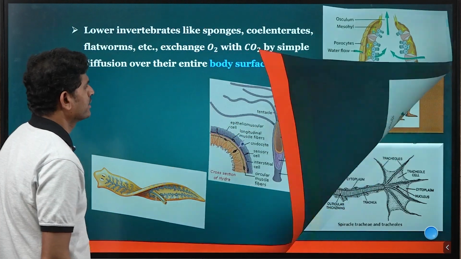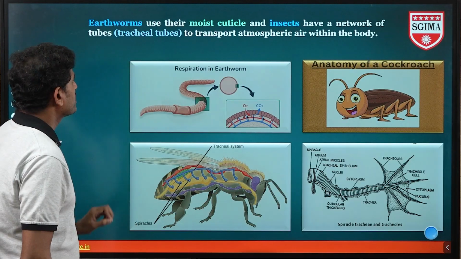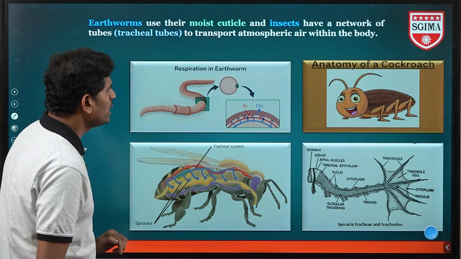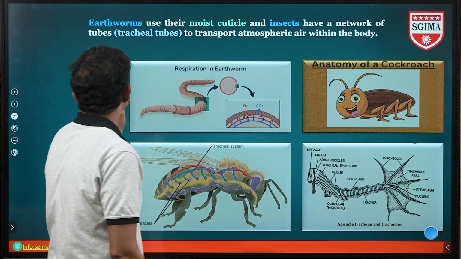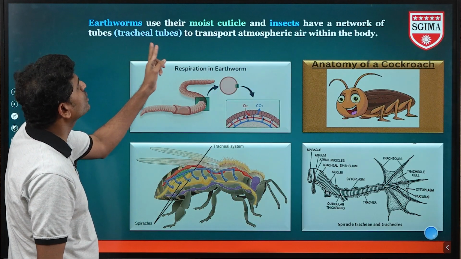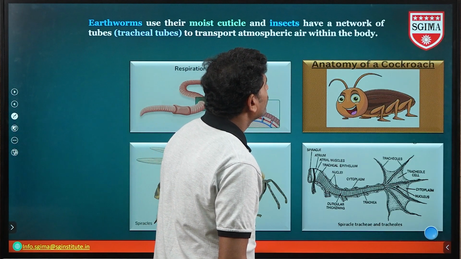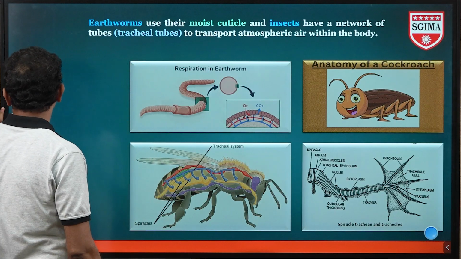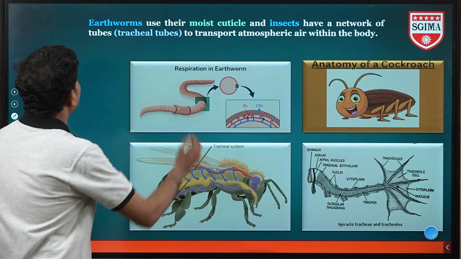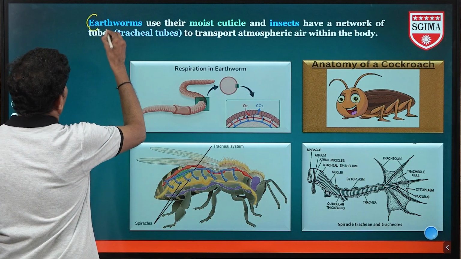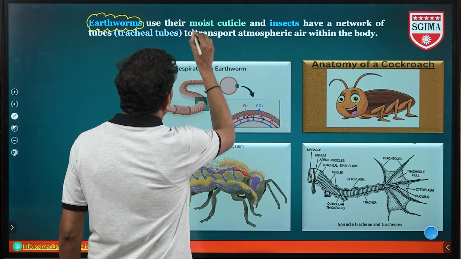Let us see another slide. Here a few more respiratory organs are given. First, earthworms use their moist cuticle, and insects have a network of tubules, that is nothing but tracheal tubes, to transport atmospheric air within the body. So what we can understand from this slide is, here the earthworm. Already we know that the earthworm is an annelid. This earthworm uses its moist cuticle.